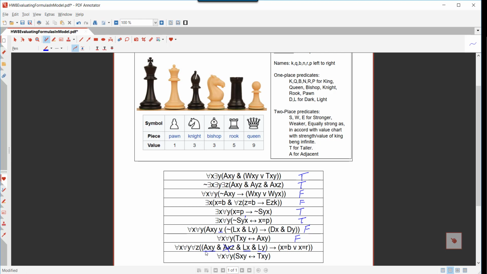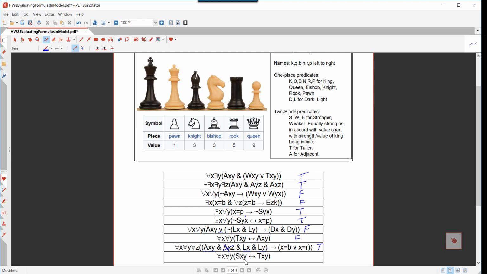So since no two things are adjacent to each other and both light, then the antecedent condition is always false, making the statement false, right? Oops, no, right? True. When the antecedent of a conditional is false, the entire statement is true.